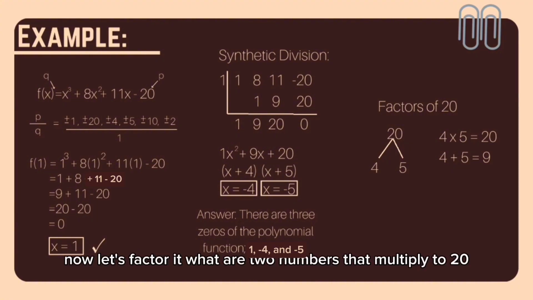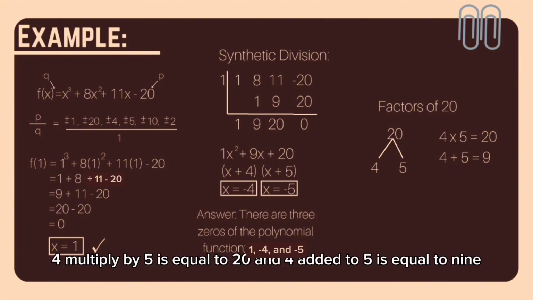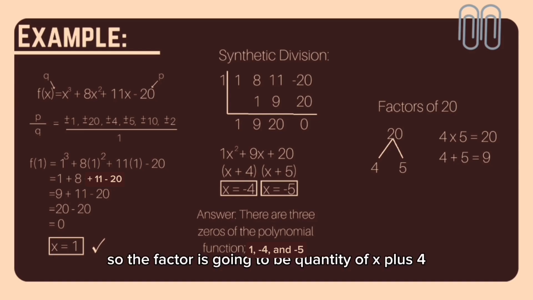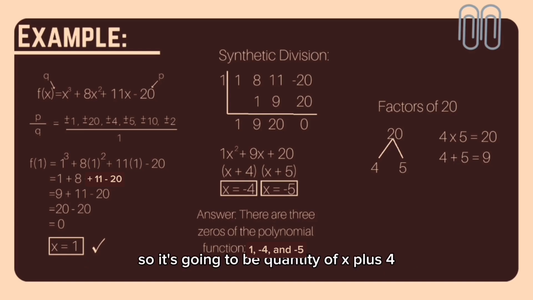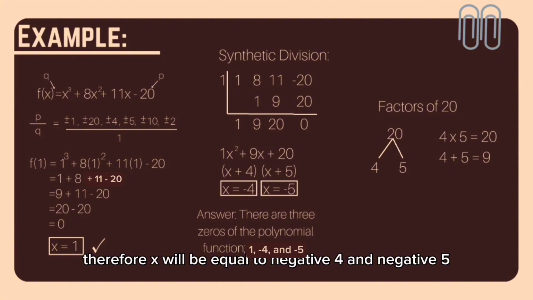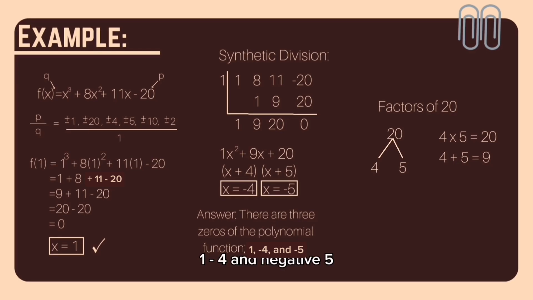Now, let's factor it. What are two numbers that multiply to 20 but add to the middle coefficient 9? So this is going to be 4 and 5. 4 multiplied by 5 is equal to 20, and 4 added to 5 is equal to 9. So to factor, it's going to be the quantity of x plus 4 and the quantity of x plus 5. And let's set that equal to 0. So it's going to be the quantity of x plus 4 times the quantity of x plus 5 is equal to 0. Therefore, x will be equal to negative 4 and negative 5. So now we have three zeros of the polynomial function: 1, negative 4, and negative 5.